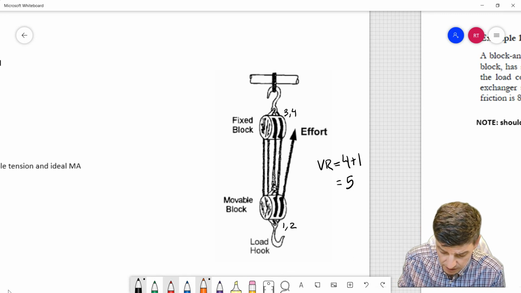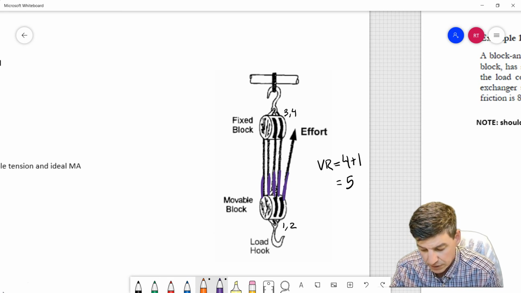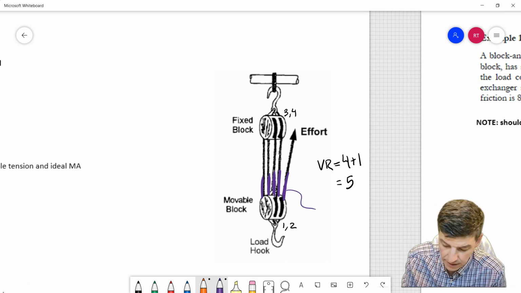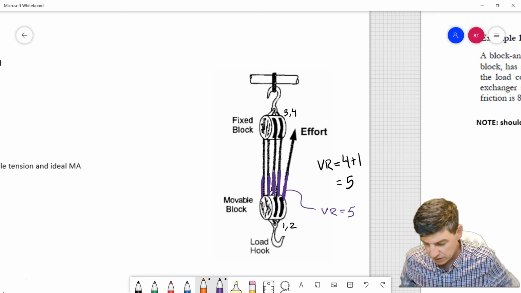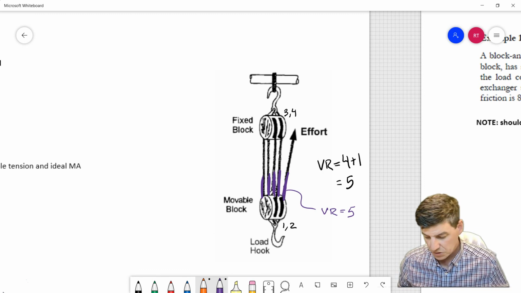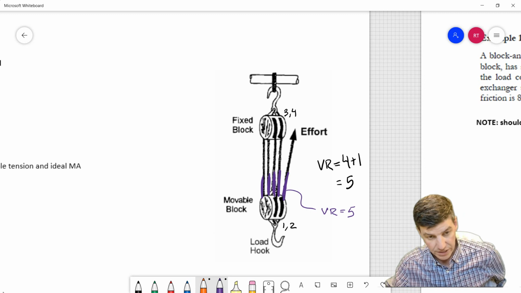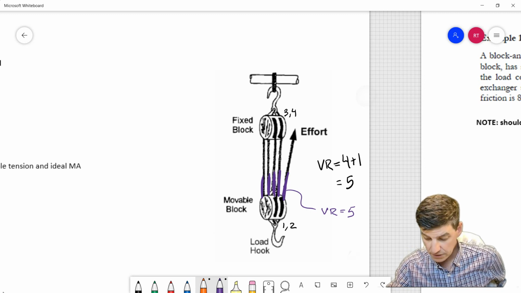The other thing we could do is we could also look at the load block itself and count up how many places it is being supported. So 1, 2, 3, 4, and 5 supports off of there means that I would have a VR equal to 5. Okay, so either approach will get you the same answer, whatever one you're more comfortable with. Draw out a little sketch or use a diagram if it's provided, or else understand up or down that convention.